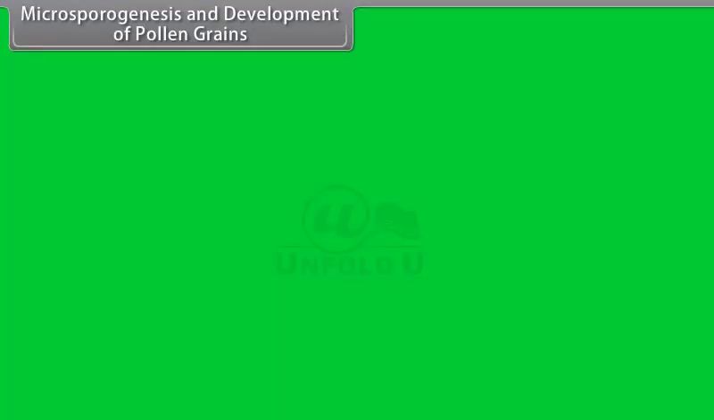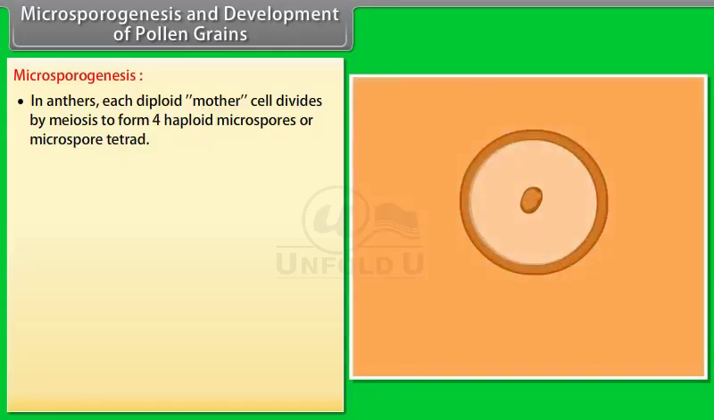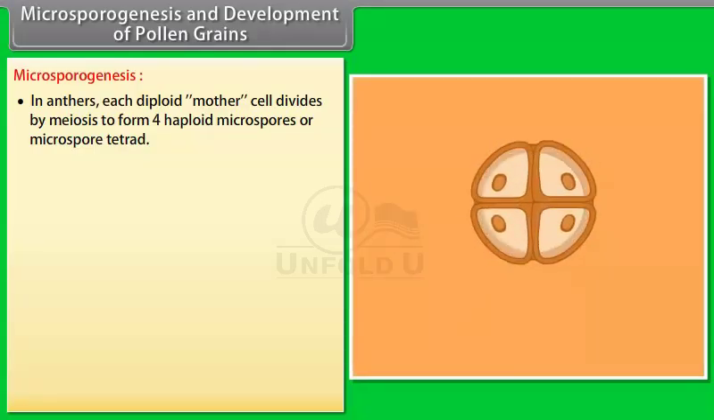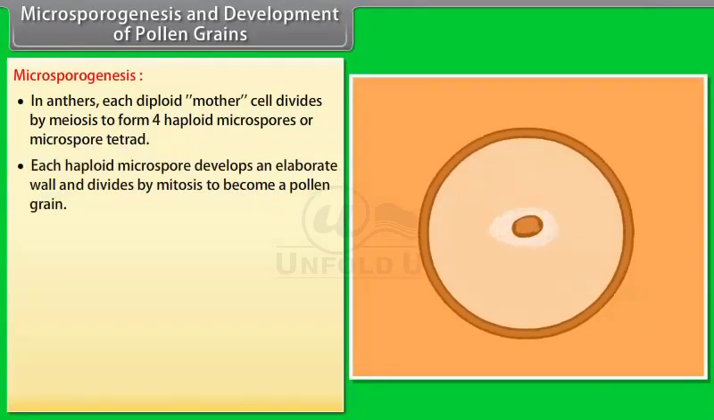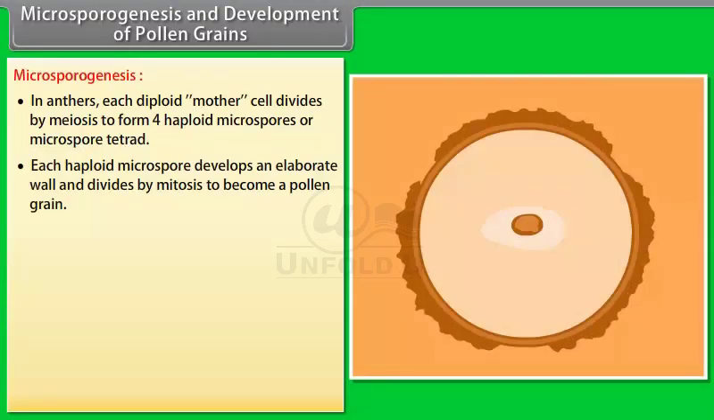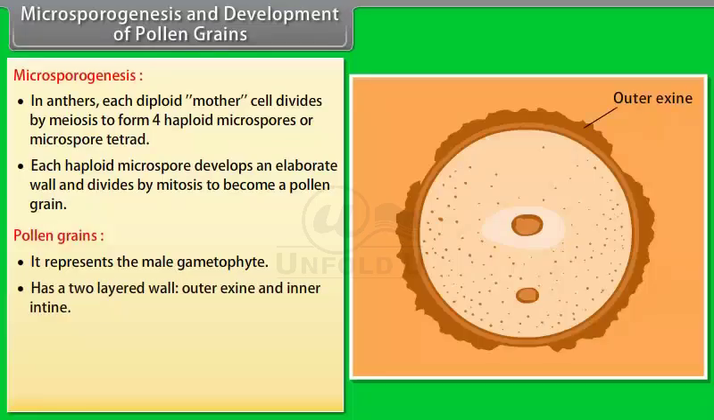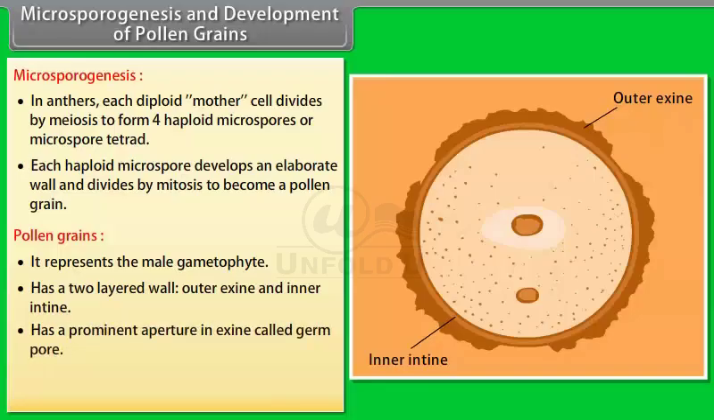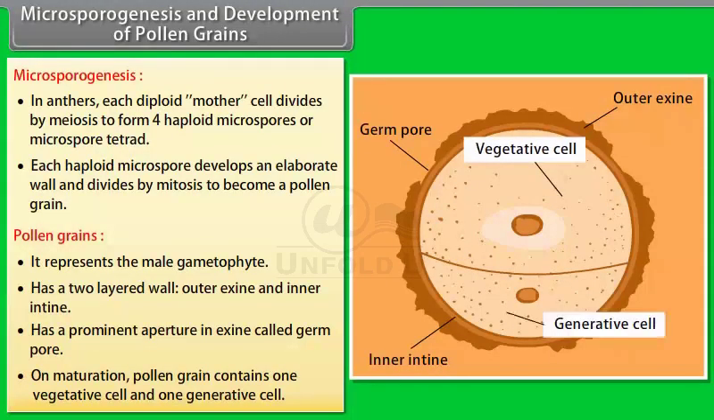Microsporogenesis and development of pollen grains. In anthers, each diploid mother cell divides by meiosis to form four haploid microspores or microspore tetrad. Each haploid microspore develops an elaborate wall and divides by mitosis to become a pollen grain. Pollen grain represents the male gametophyte. It has a two-layered wall, outer exine and inner intine. It has a prominent aperture in exine called germ pore. On maturation, pollen grain contains one vegetative cell and one generative cell.